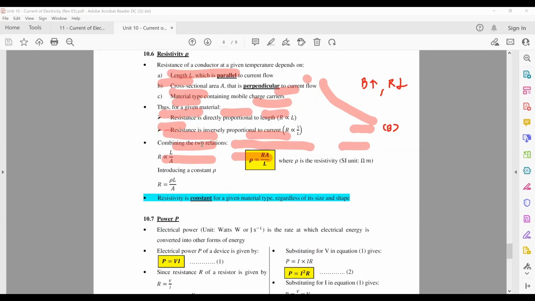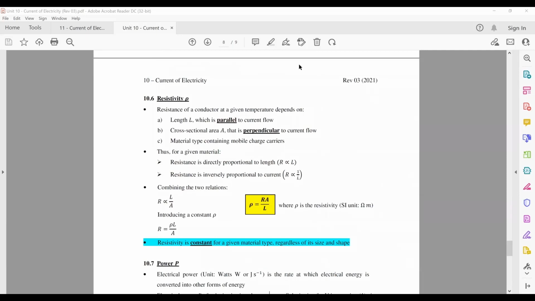Okay, so that one is all right. Then I finally go to the last page. Now, this one is probably new. You probably haven't seen this in IGCSE before.